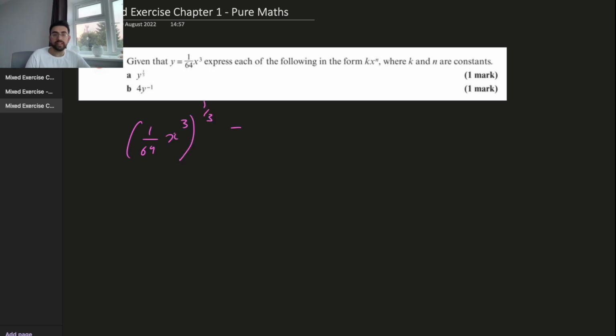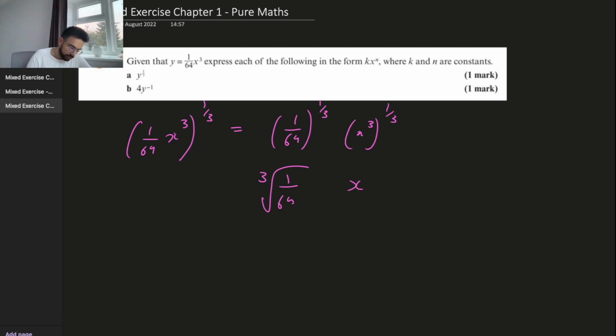Now we're going to do this in separate stages. Firstly, I'm going to do 1 over 64 to the power 1 over 3, and then I'm going to do x cubed to the power 1 over 3. Now, 1 over 64 to the power 1 over 3 is the same as taking the cube root of this. And over here, we can multiply out the powers, so it's just going to be x on its own. So overall, the answer is going to be x over 4, and that is in kx to the n terms. Now we will simply do it for part B.